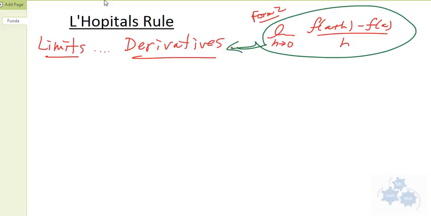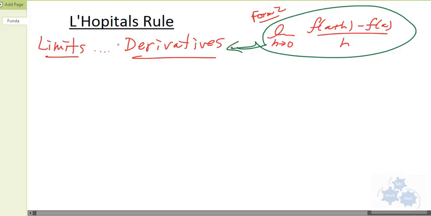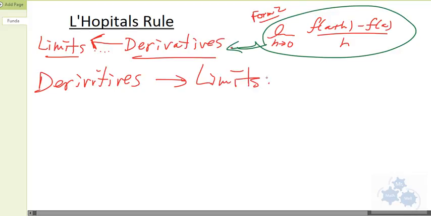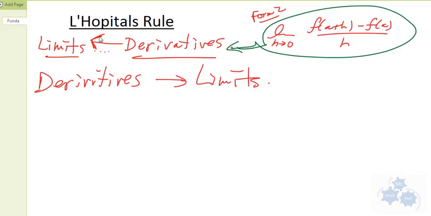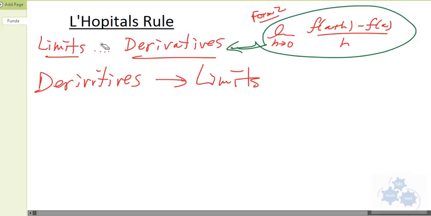Now this time we're going to be looking at derivatives first, giving us an explanation or a determination on limits. So it's going to be the other way around. Now derivatives are going to inform our calculations of limits. And that's really what L'Hopital's rule says. Again, we started off with limits leading to derivatives. Now derivatives are going to lead us to determining certain limits.